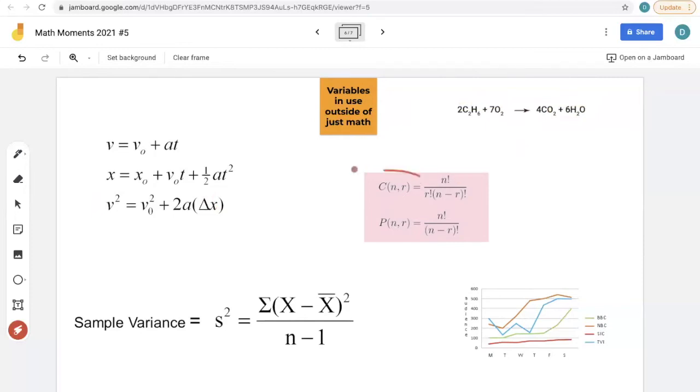Now, here we have something from statistics and discrete math. These are formulas for what we call permutations and combinations. Now, you'll notice the exclamation points. Those are not variables. Those are actually an operation, and that's going to be kind of cool. I'll show you that real quick.